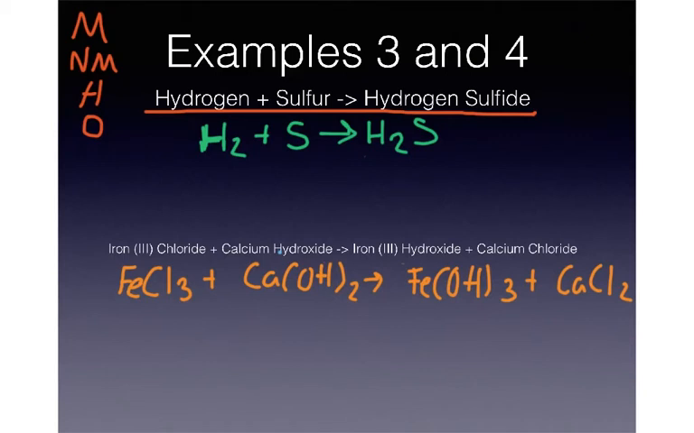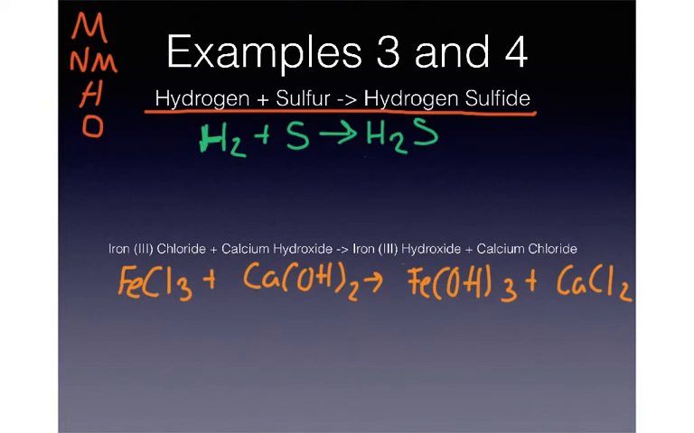So let's try to balance this. Let's look at our metals first, since that's what we usually do. So our first metal we see is iron. Are irons balanced? Yes. Now we see our calciums. Are our calciums balanced? Yes. We have one on each side.